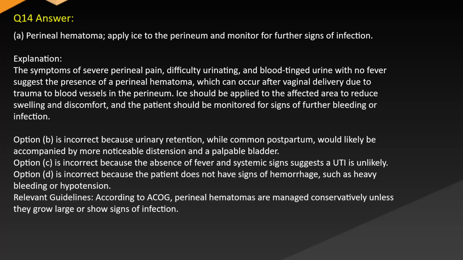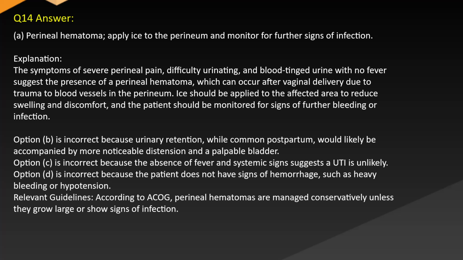Explanation: the symptoms of severe perineal pain, difficulty urinating, and blood-tinged urine with no fever suggest the presence of a perineal hematoma, which can occur after vaginal delivery due to trauma to blood vessels in the perineum. Ice should be applied to the affected area to reduce swelling and discomfort, and the patient should be monitored for signs of further bleeding or infection.